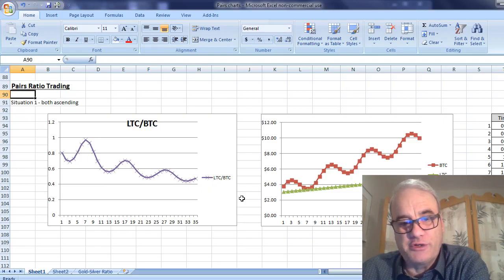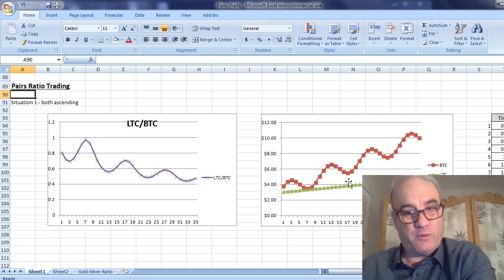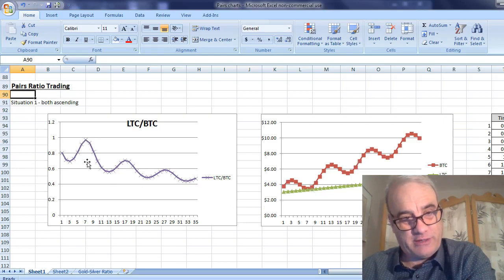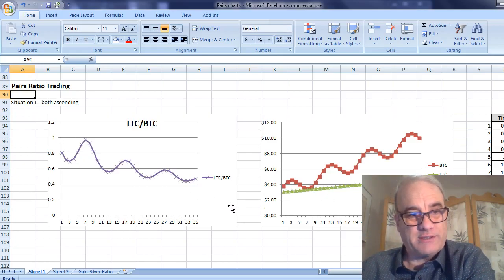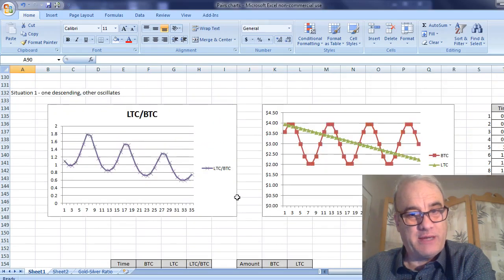When we look at the underlying prices of each of the coins, I've got Bitcoin in red, it's ascending and oscillating, and I've got Litecoin moving to the right and ascending, right? And we're going to see if we can do this pairs trade on this. And then after that, we're going to look at another example.